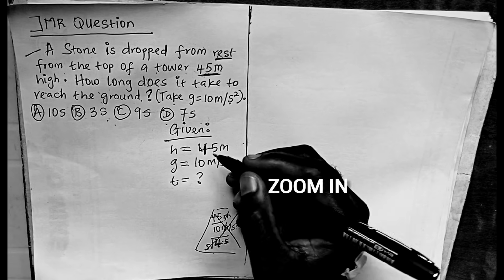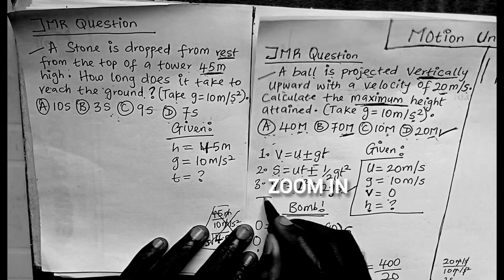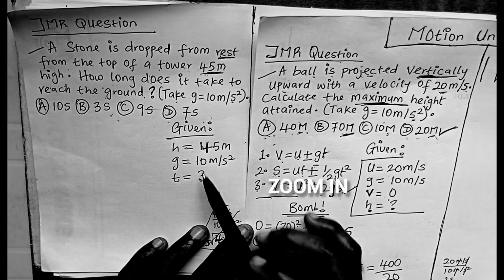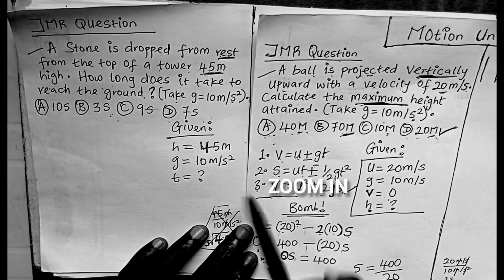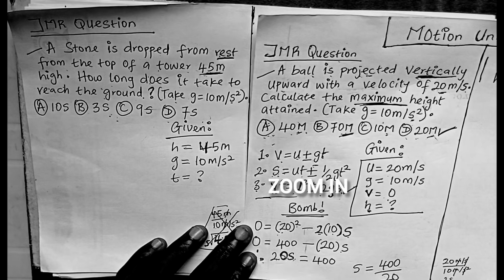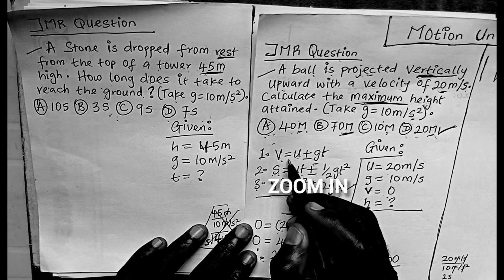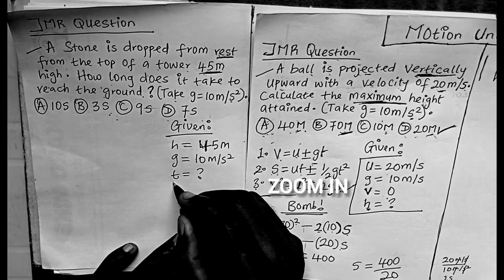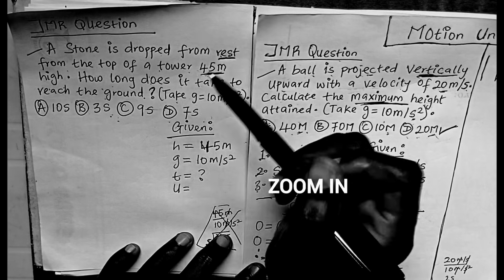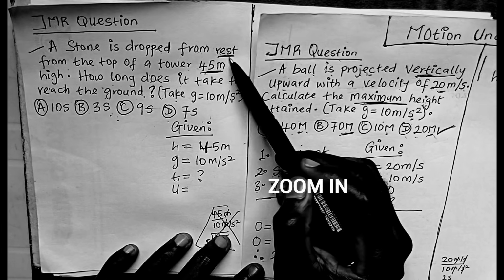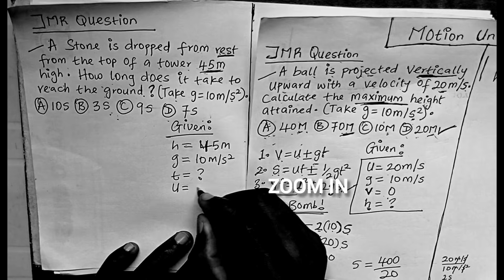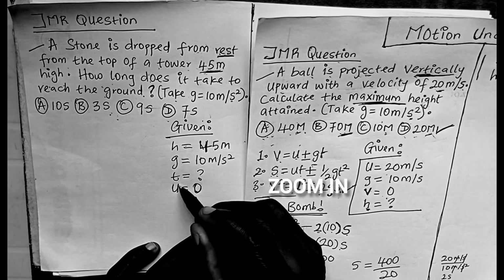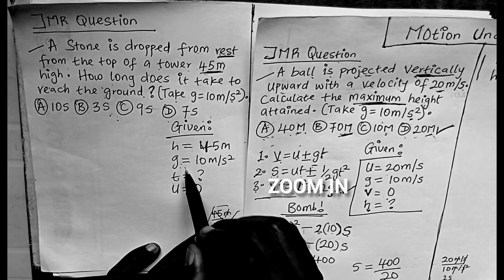So we are going to go back to the equations of motion: the first, second and third equation of motion. We are going to find the equation that suits this problem according to what was given to us. Remember, they said it was dropped from rest, and I said it when I was reading the question. From rest is 0, so initial velocity is equal to 0. The first equation doesn't work because we don't have V among the parameters.